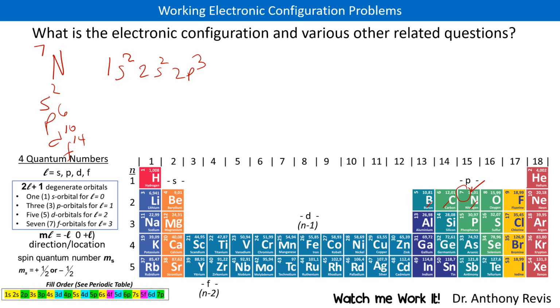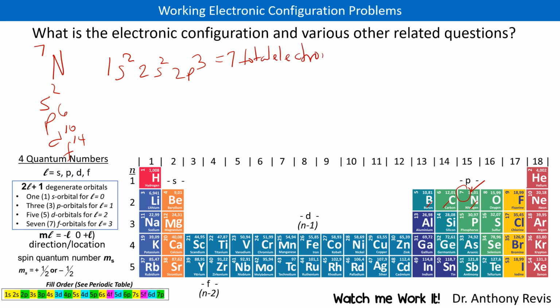And we'll check it to be sure we're right. If we count these numbers across the top, we just add them up. 2 plus 2 plus 3. What does that equal? That equals 7. All right, so that's the total electrons. So we're good there.